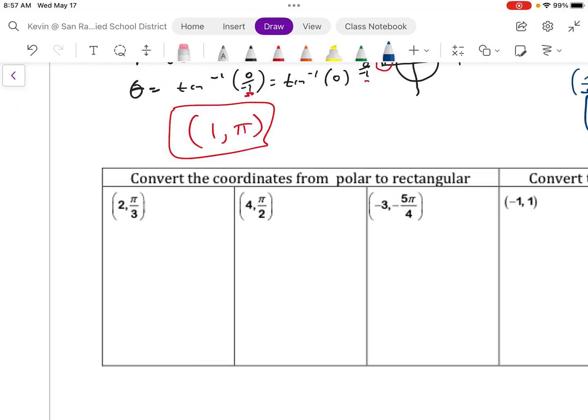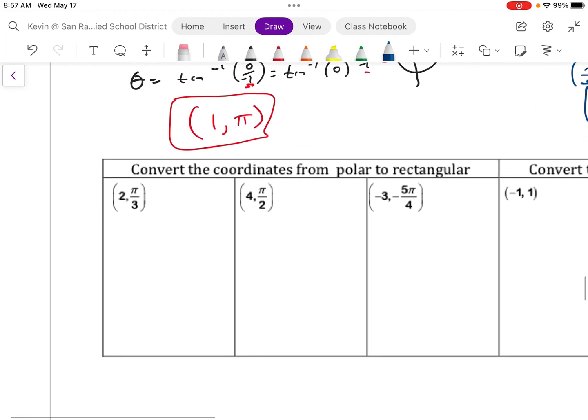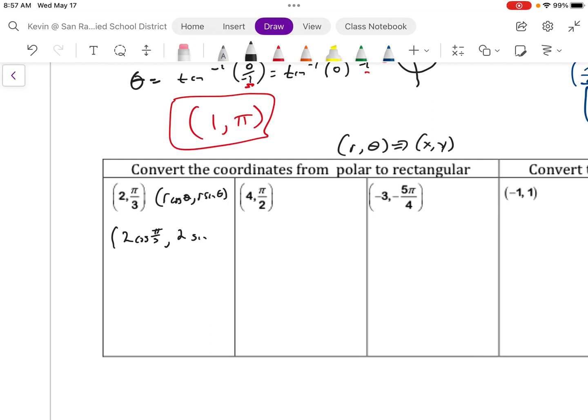Okay, continuing on here. Again, we're just converting coordinates from polar to rectangular, x and y. So again, we're going to use r cosine theta, r times sine theta. So we have 2 cosine pi over 3, 2 sine of pi over 3.